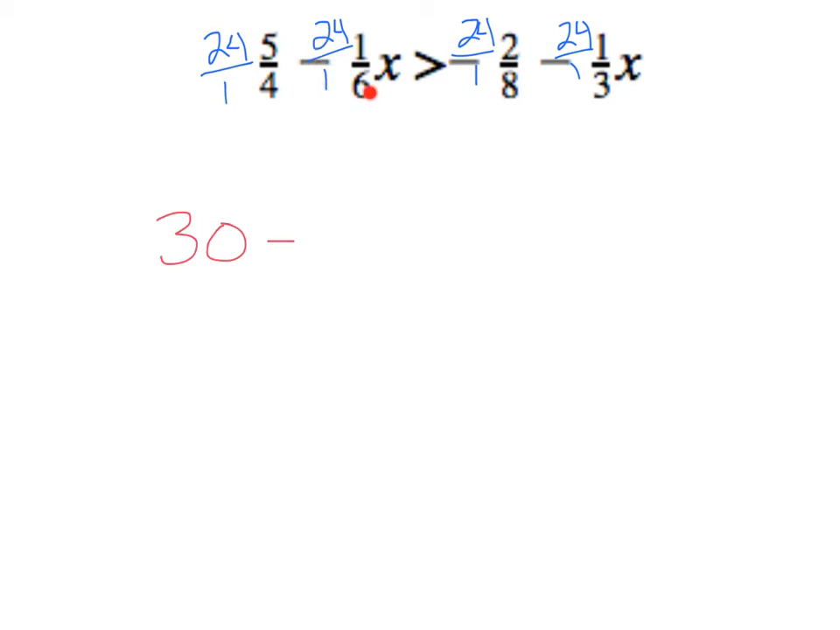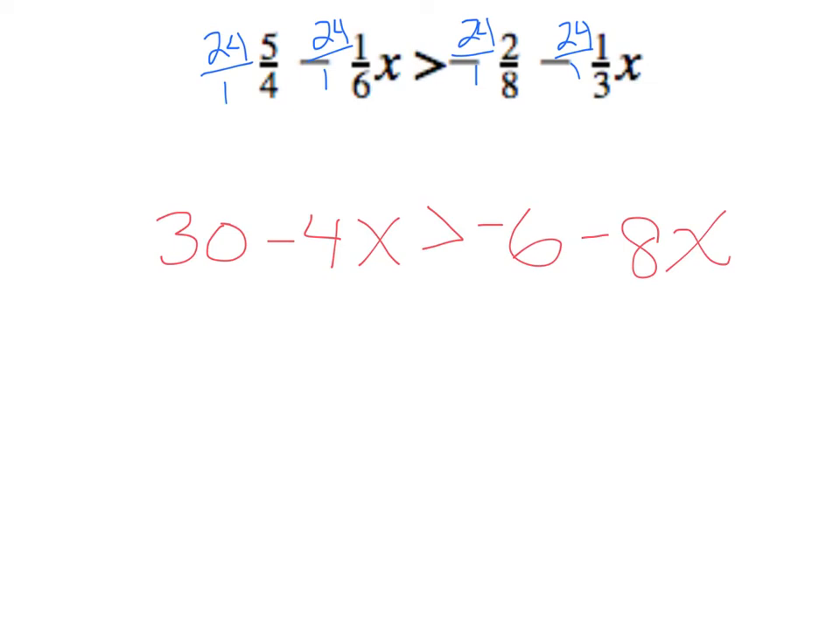24 divided by 6 is 4. 4 times 1 is 4. 24 divided by 8 is 3. 3 times 2 is 6, and it would be negative 6. 24 divided by 3 is 8. 8 times 1 is 8x, and we're going to put a negative sign.